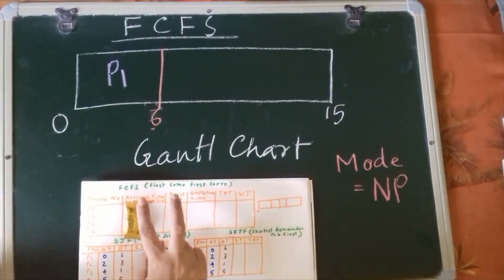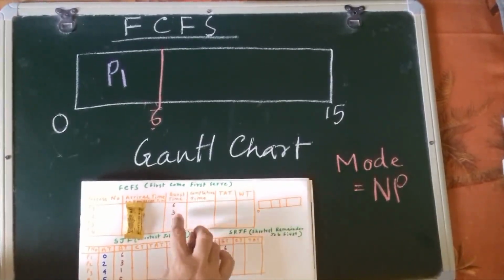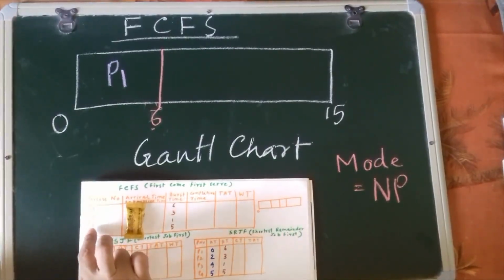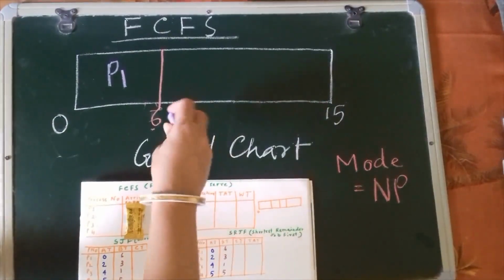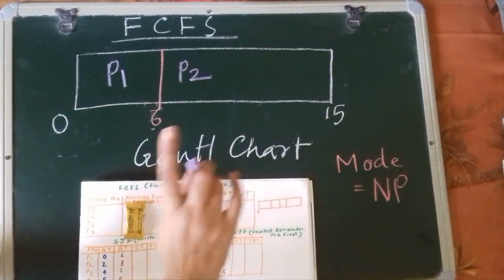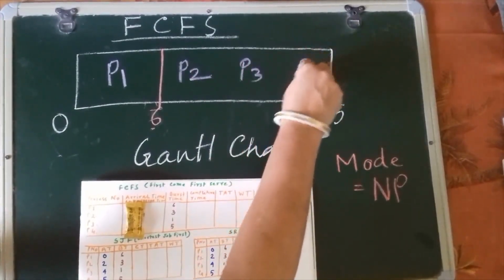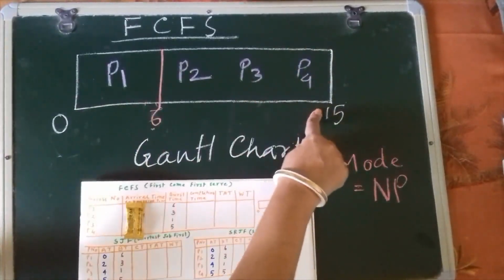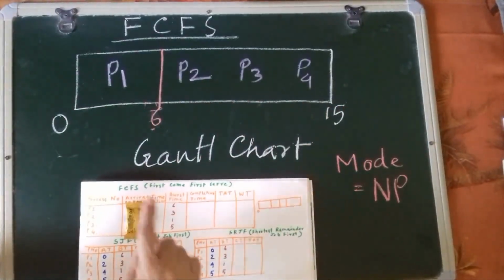Now next arrival is for P2. Not next arrival; we are assuming all arrival times are 0 only. But what I am telling you is that it is FCFS, so one by one it will continue. After P1, P2 will be taken, then P3, then P4. So the next process to be attached to the CPU is P2. In FCFS, if arrival time is 0, you just need to draw like that: P1, P2, P3, P4. See the burst time. This diagram shows how much time they were attached to the CPU, which is nothing but the burst time.